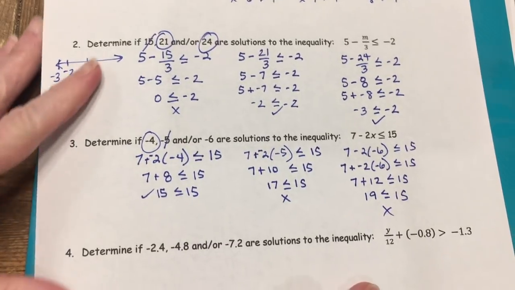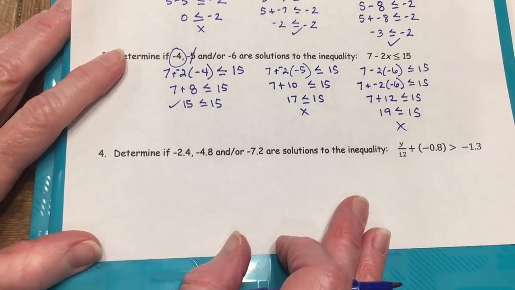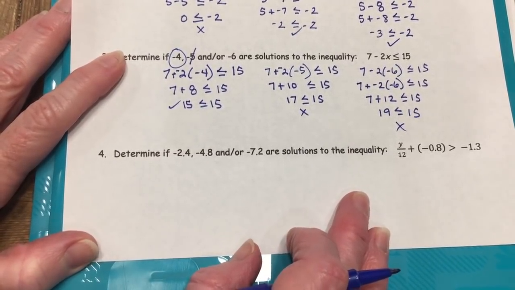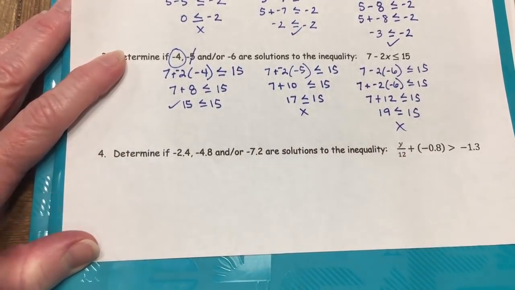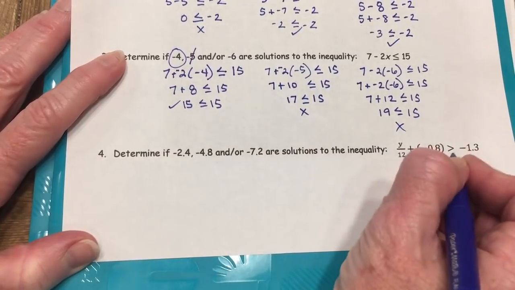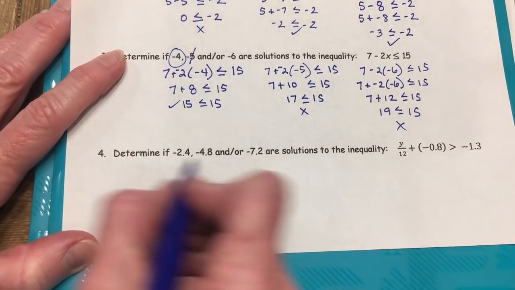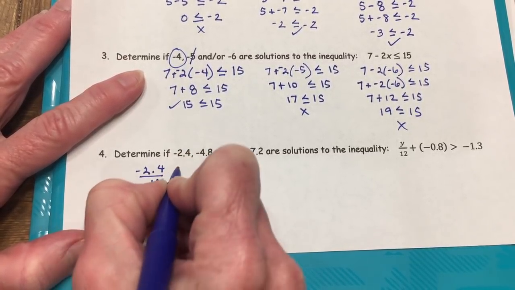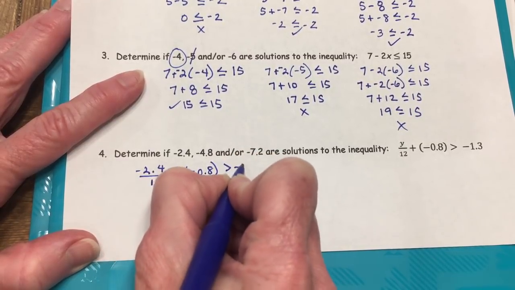All right, last problem. Determine if negative 2.4, negative 4.8, and negative 7.2 are solutions to the inequality y over 12 plus negative 0.8 greater than negative 1.3. All right, so if I replace y with negative 2.4, negative 2.4 over 12 plus negative 0.8 greater than negative 1.3.